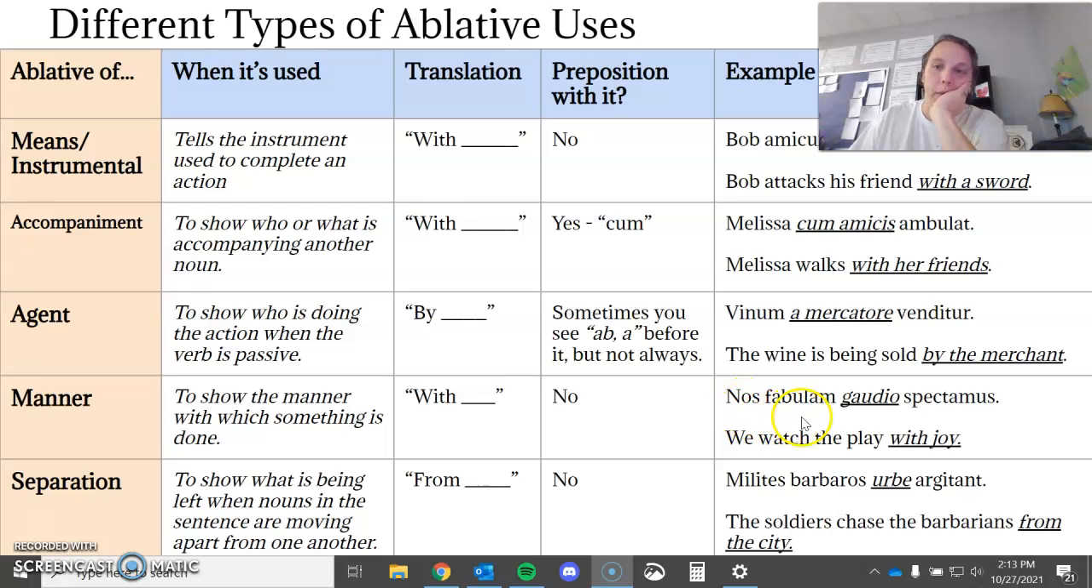Down here, nos fabulam gaudio spectamus, we watch the play with joy or with glee. It's being used the same, pretty similar, but it's not really telling us that glee is the instrument that allowed us to enjoy it or that allowed us to watch it. It's just telling us that was our state of mind at the time. And it can be used in that way.